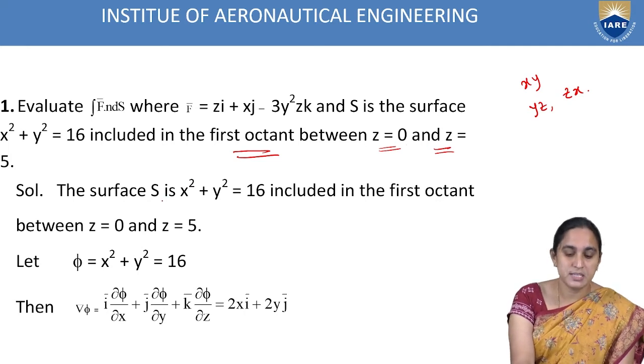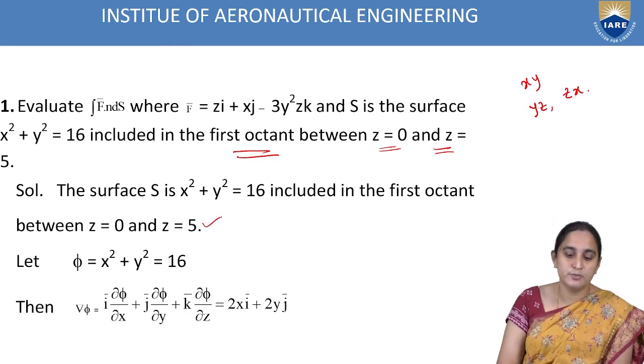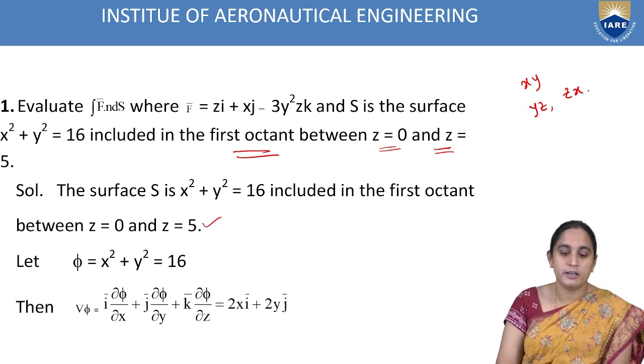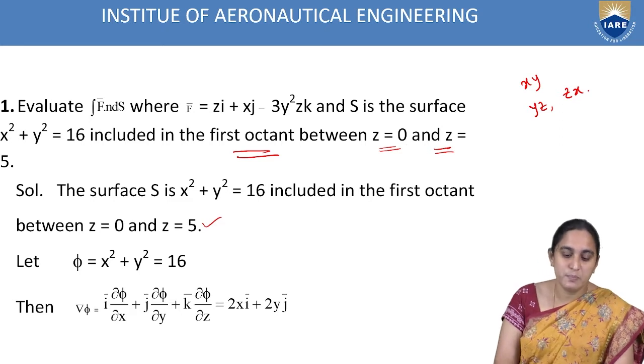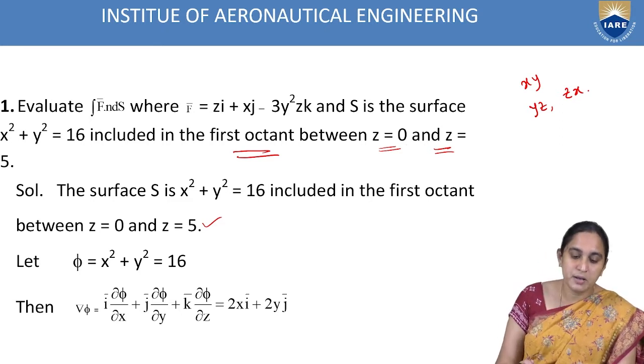Solution: the surface S is x square plus y square is equal to 16, included in the first octant, where the z limits are z is equal to 0 and z is equal to 5. Let us assume that the surface is phi, that is x square plus y square is equal to 16. First I'll calculate the del phi value. Why am I calculating del phi?